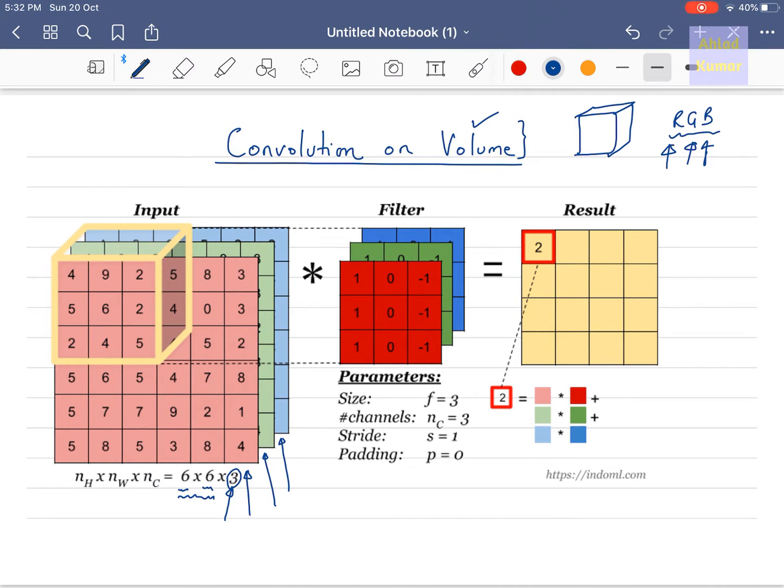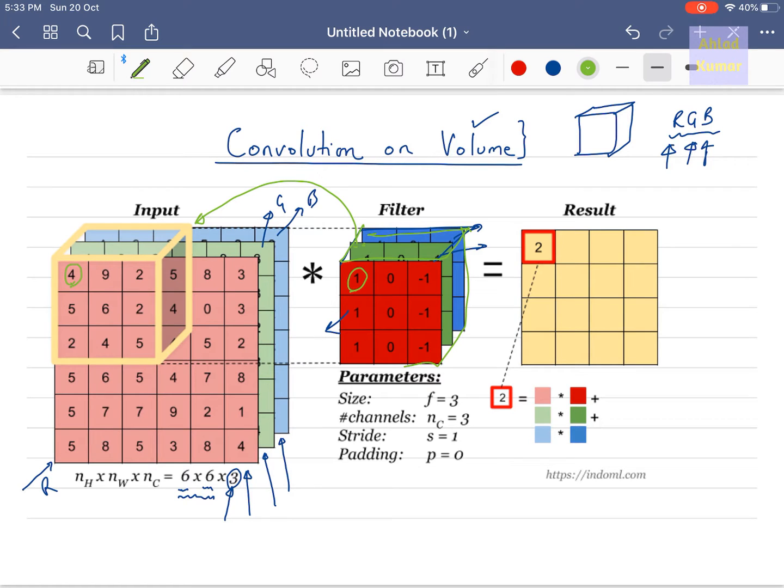So please note that for each of the planes, this is for R, this is for G, and this is for B, we will have 3 different filters. So 3 different filters will again form a volume like this, and this volume will be placed over this volume like this. And then we will perform convolution where each of the individual elements will be multiplied.